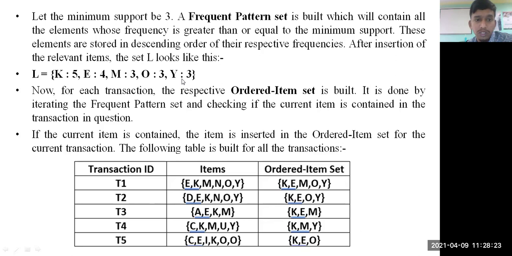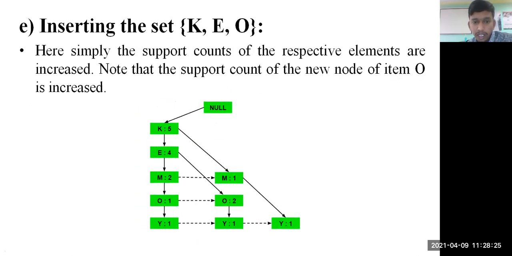Let's check these values, right? K is equal to 5, we have obtained here. E is equal to 4, we have obtained. And M equal to 3, that is 2 plus 1, M equal to 3. And O is 3, and Y is also 3. So because I have verified that the values are matching with the actual support count, I can consider this as my frequent pattern tree. Okay, so this is how we construct a frequent pattern tree.